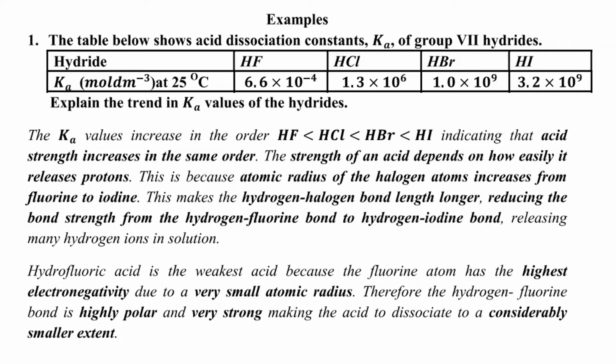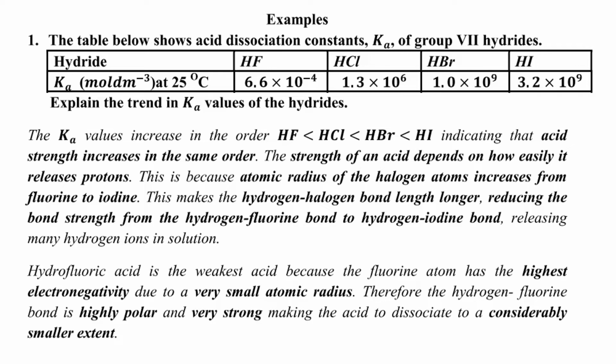And if the ionization constant is low, the acid is going to be ionizing less in solution, and therefore such a solution is going to contain very few hydrogen ions. And by so, that means that we shall be having a less strong acid or a weak acid.